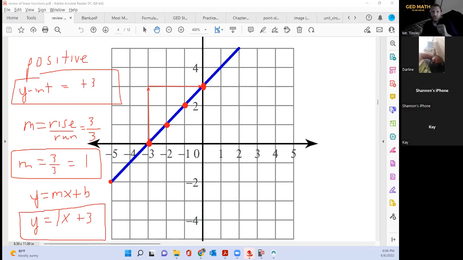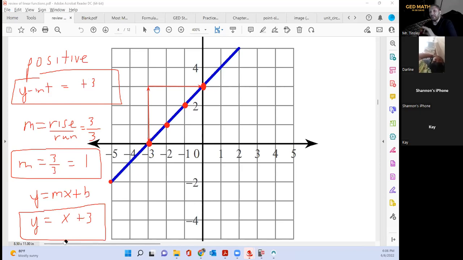But as you should notice, if you've been here for a while, if you're new, you don't need the coefficient of 1 before a variable. You will never see a coefficient of 1 before a variable. So we're going to erase that 1. And the equation of this line will be y equals x plus 3.